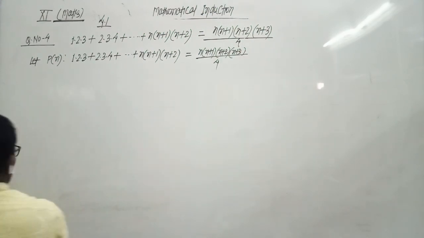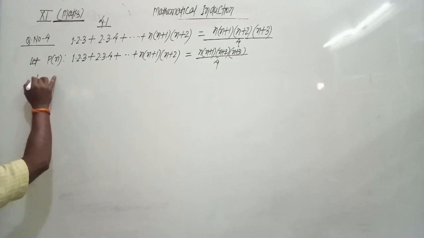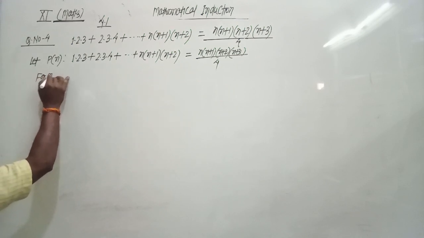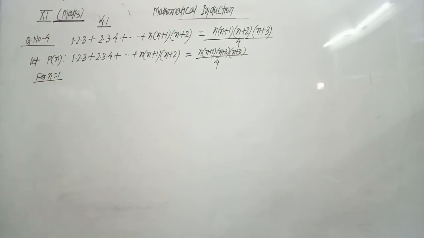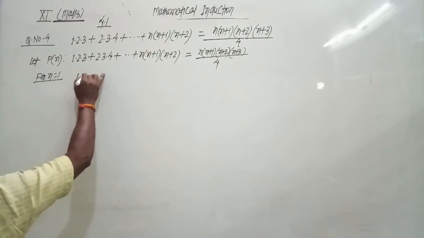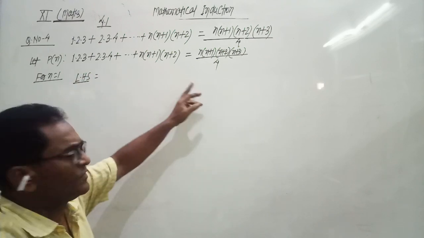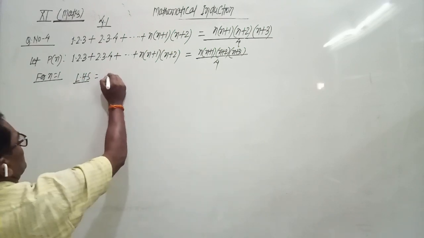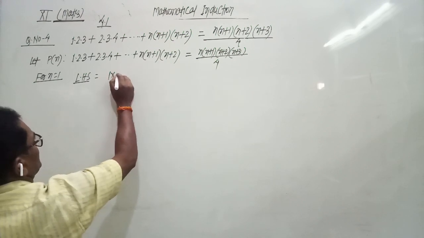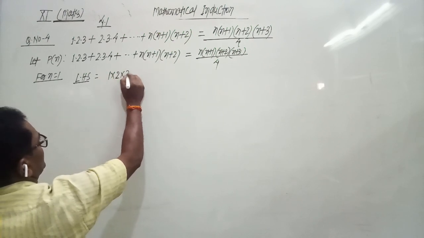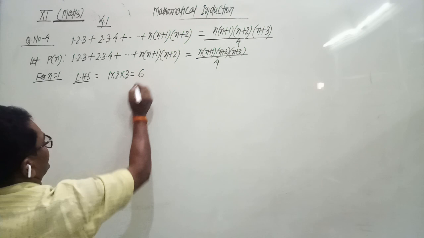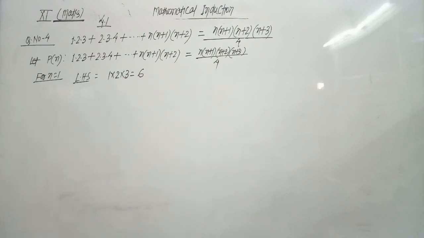So in the first step, we put n equals to 1, and for n equals to 1, LHS. In the last term, we put the value of n equals to 1. So 1 into 1 plus 1, 2 into 1 plus 2, 3. So we get LHS equals to 6.